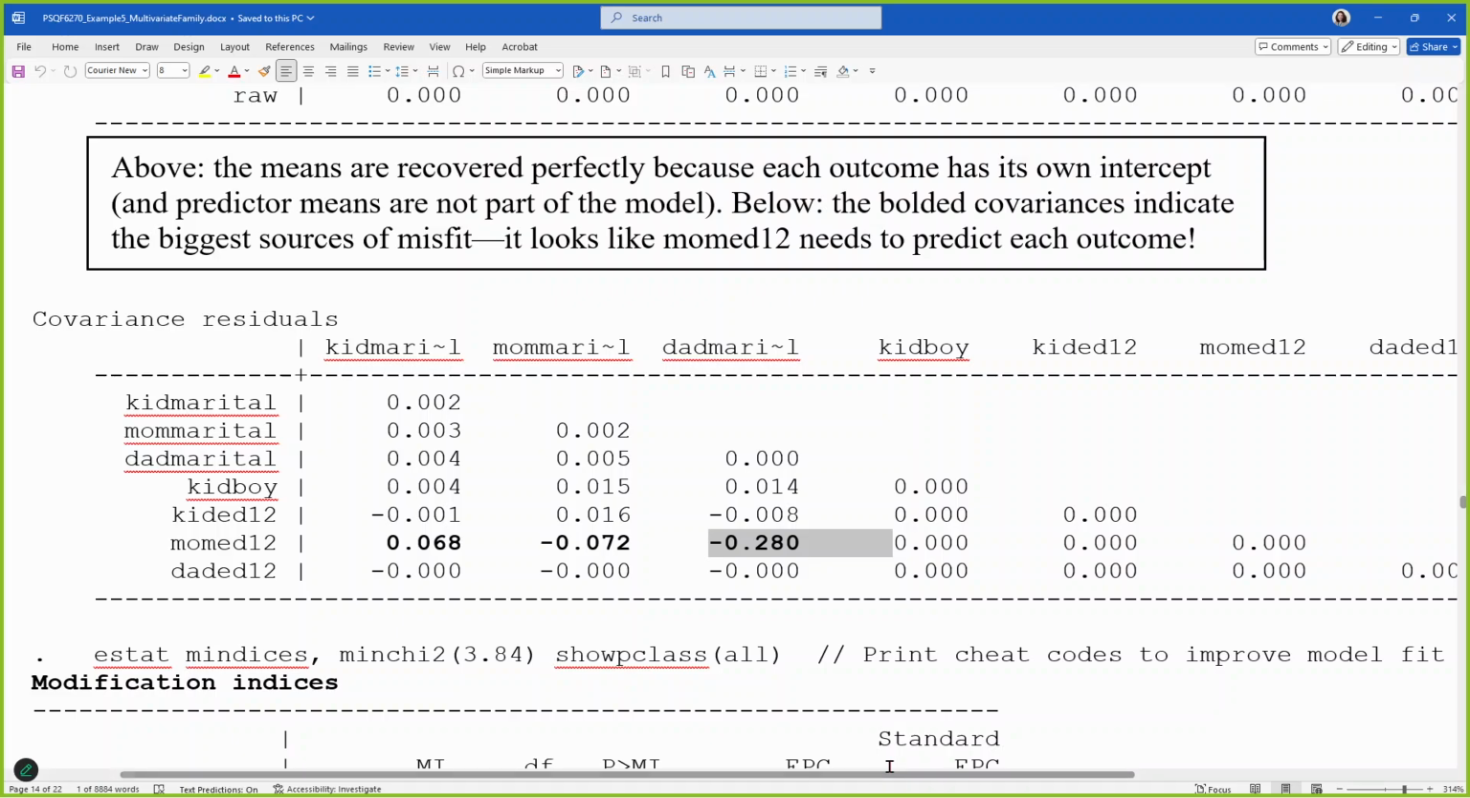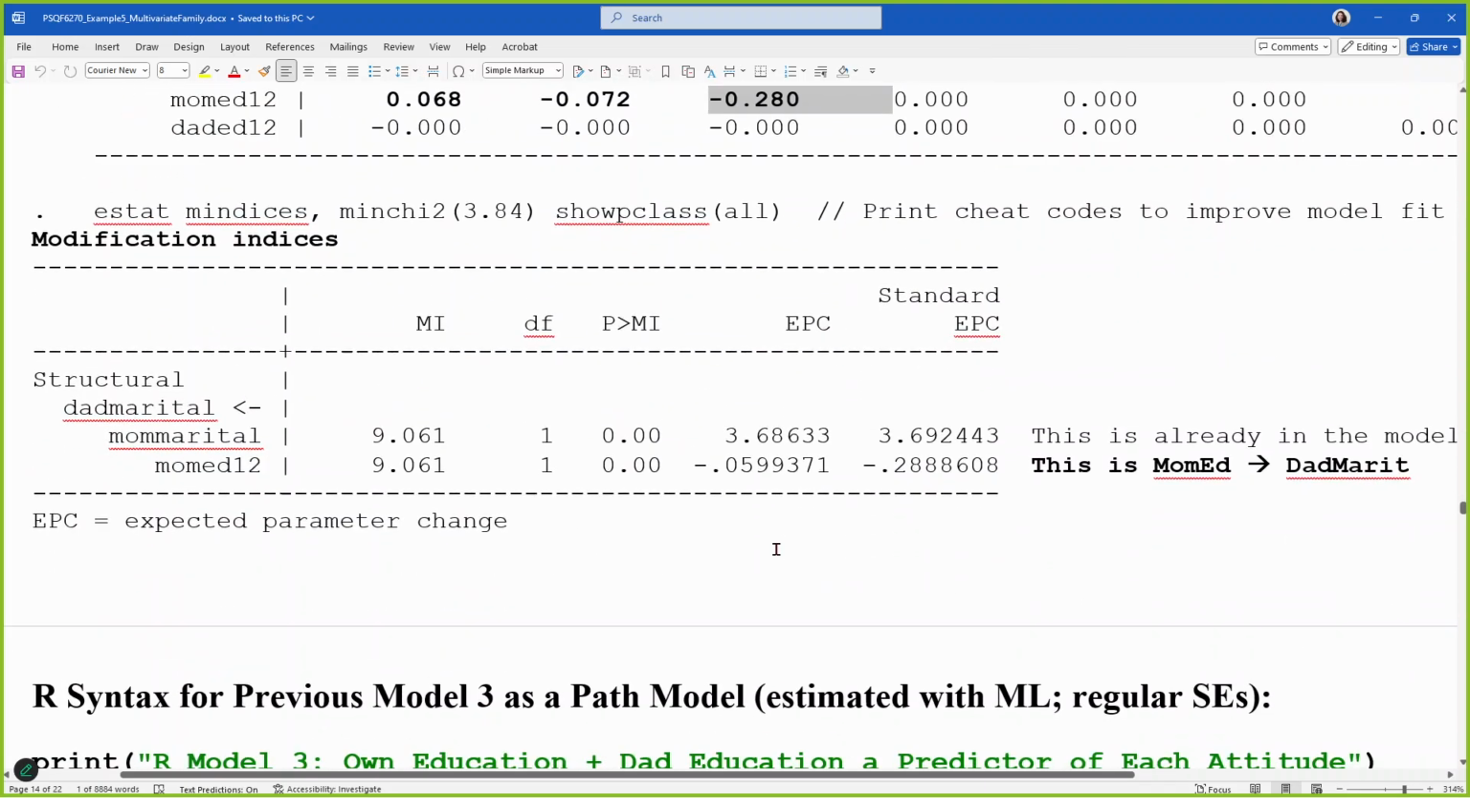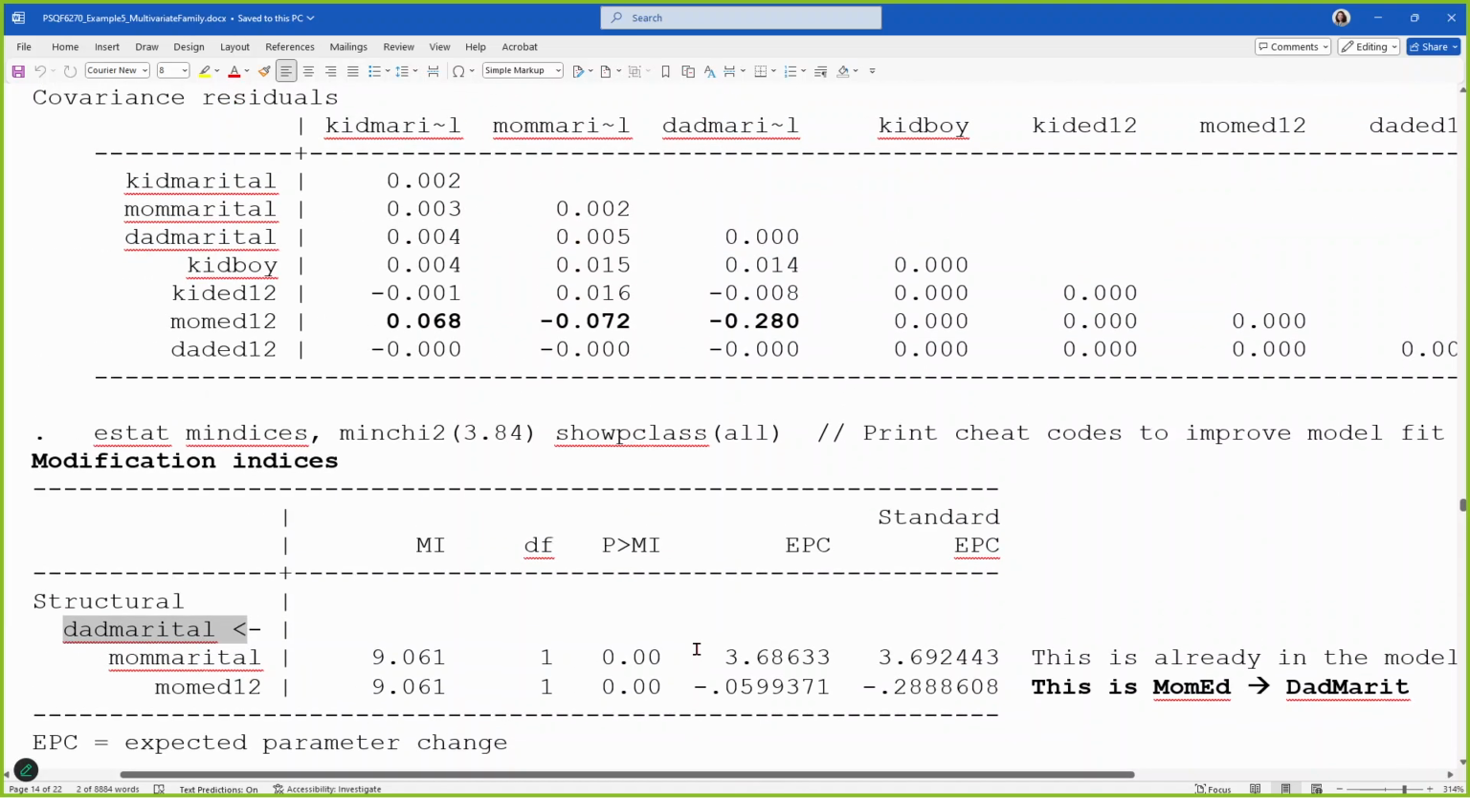That's not in our model, and that's the biggest one by a considerable margin. So that's going to be what's largely driving our misfit: this relationship wants to be in the data, or it's in the data, but it's not represented adequately in our model. And sure enough, modification indices, cheat codes, say, hey, you should let mom education predict dad marital. So that's what we'll do next.